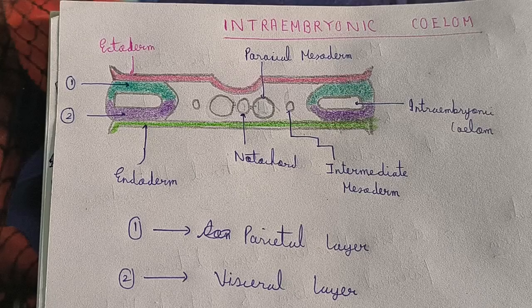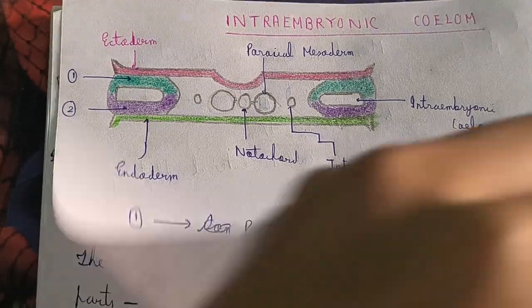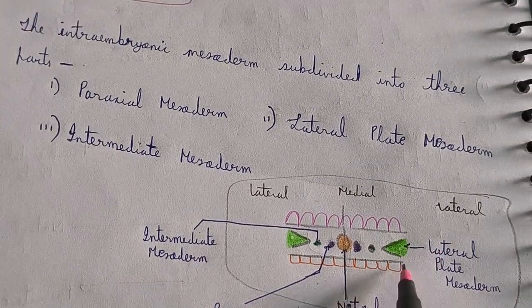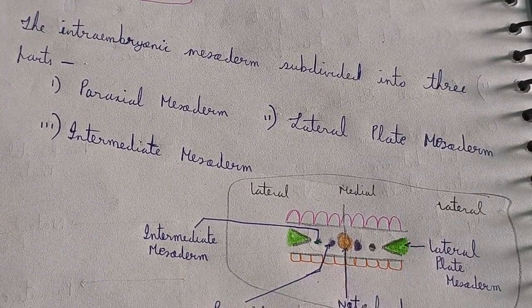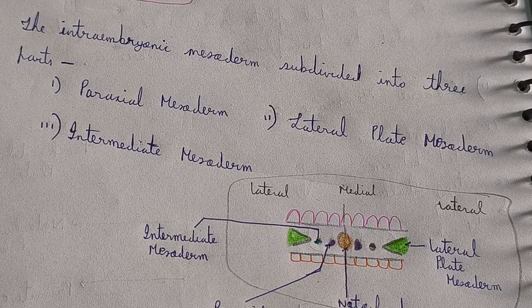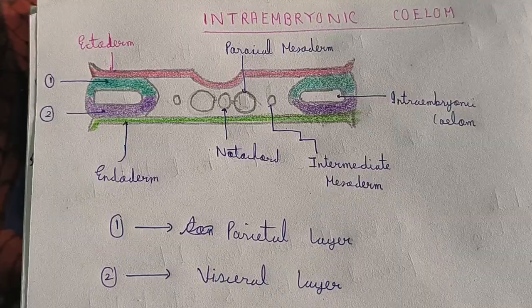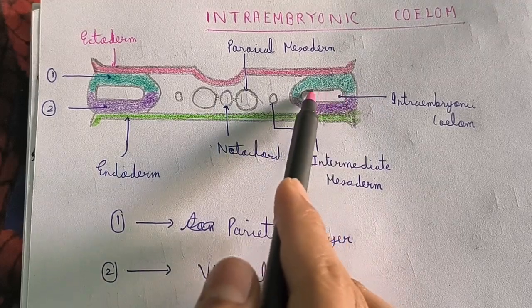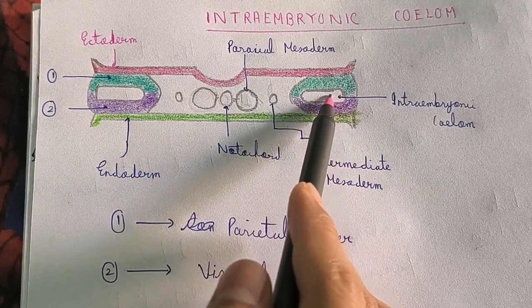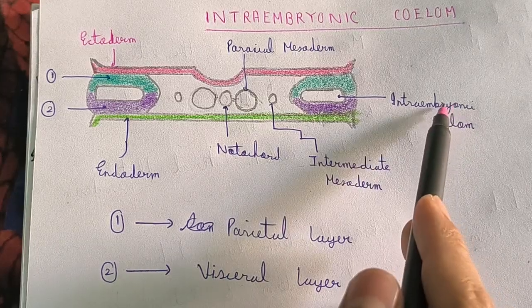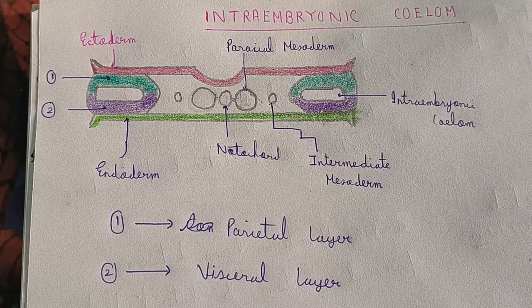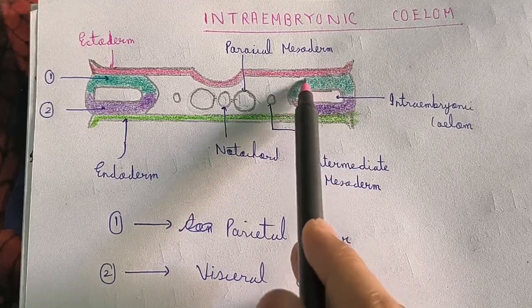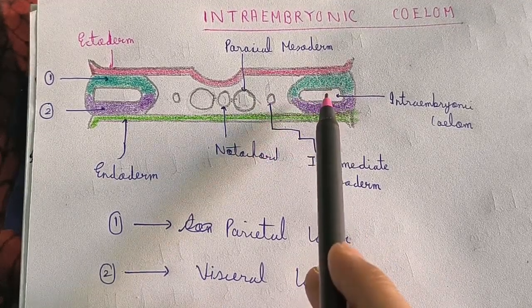Now about the intraembryonic coelom. In the previous diagram, this is the lateral plate mesoderm. Earlier, in this lateral plate mesoderm, no cavity, not a single space was present. But now you can notice that in this lateral plate mesoderm a cavity appeared, a large cavity appeared, and that is known as intraembryonic coelom. You can also notice that due to this intraembryonic coelom, this lateral plate mesoderm also gets subdivided.